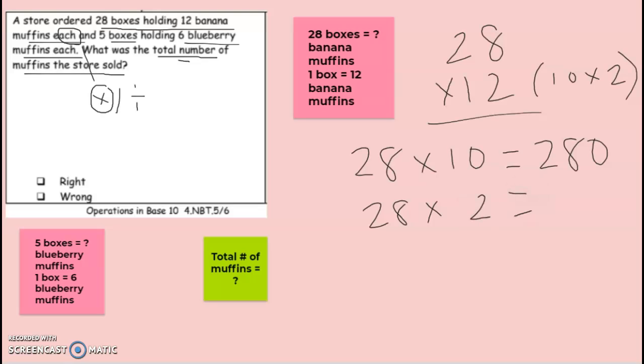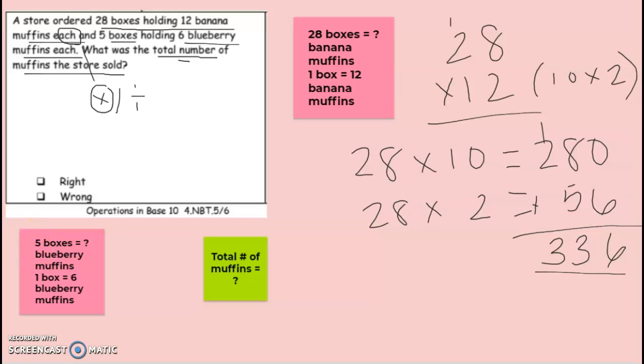2 times 8 is 16. Carry the 1. 2 times 2 is 4, add 1 is 5. So 28 times 2 is 56. What we do is we're going to add. 80 plus 56, 8 plus 5 is 13. Carry the 1. Alright, so the total banana muffins, there are 336 banana muffins.